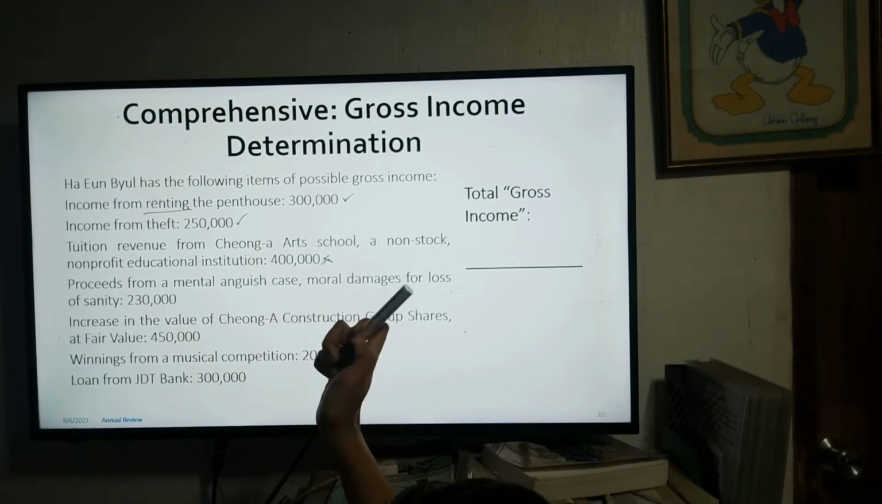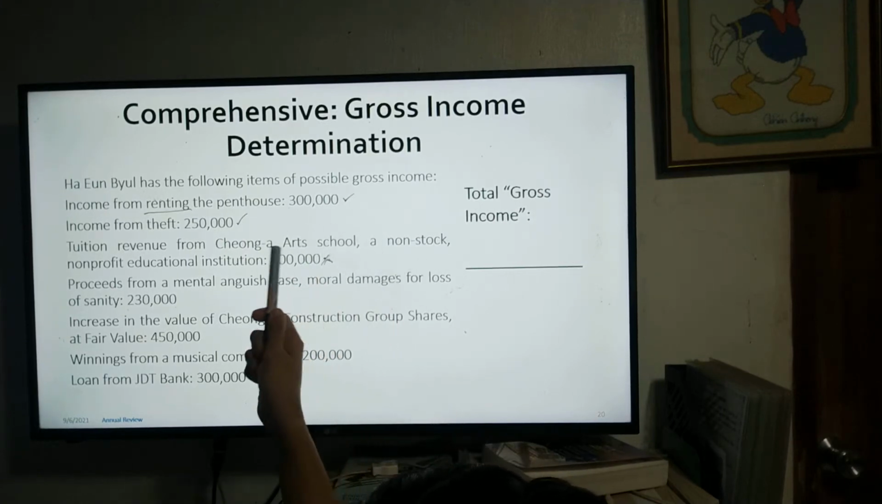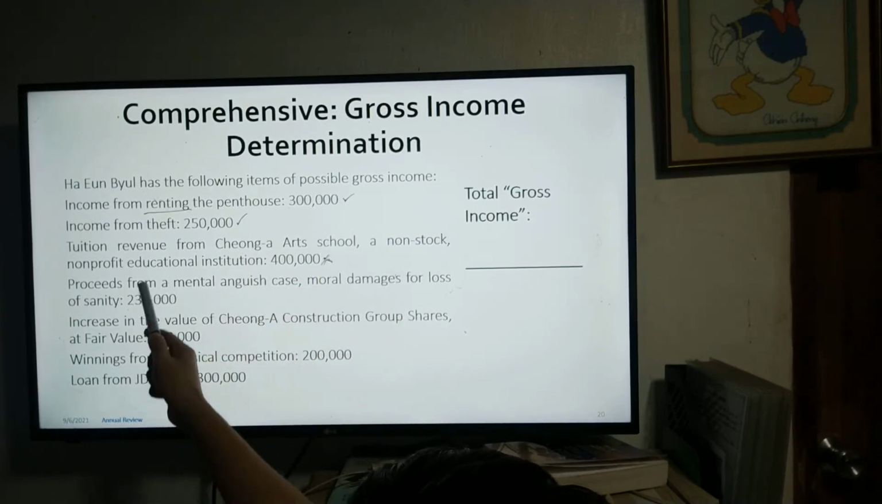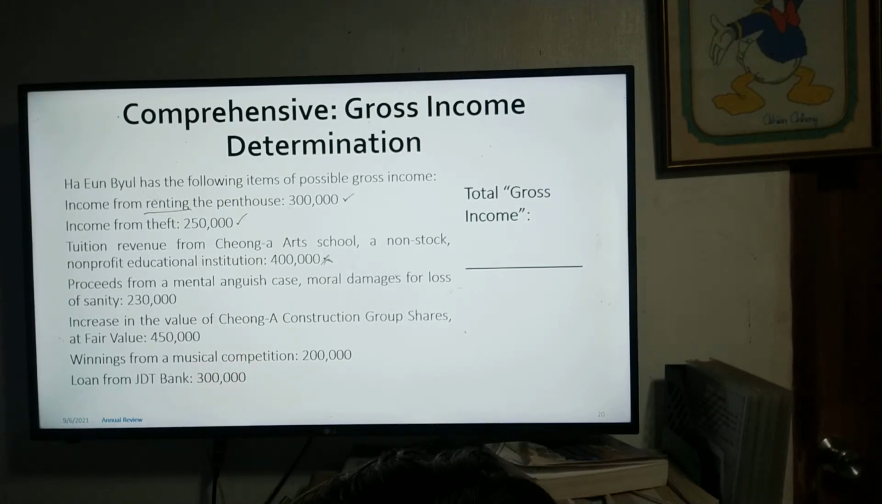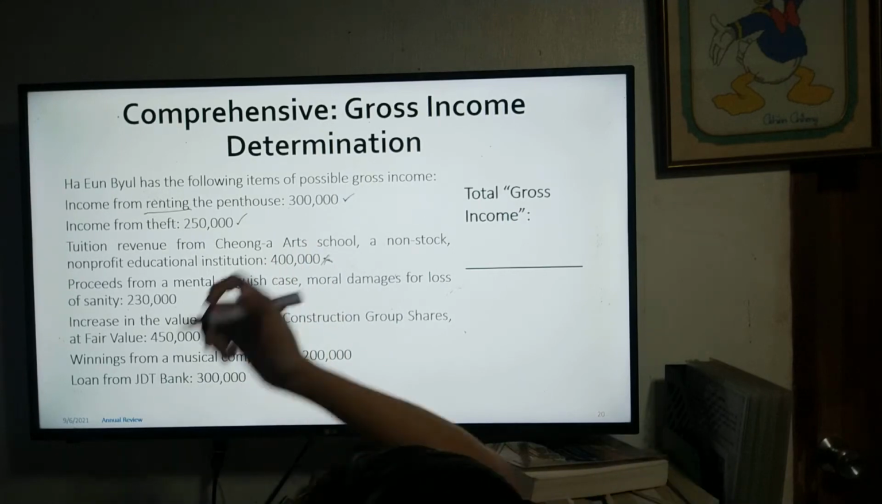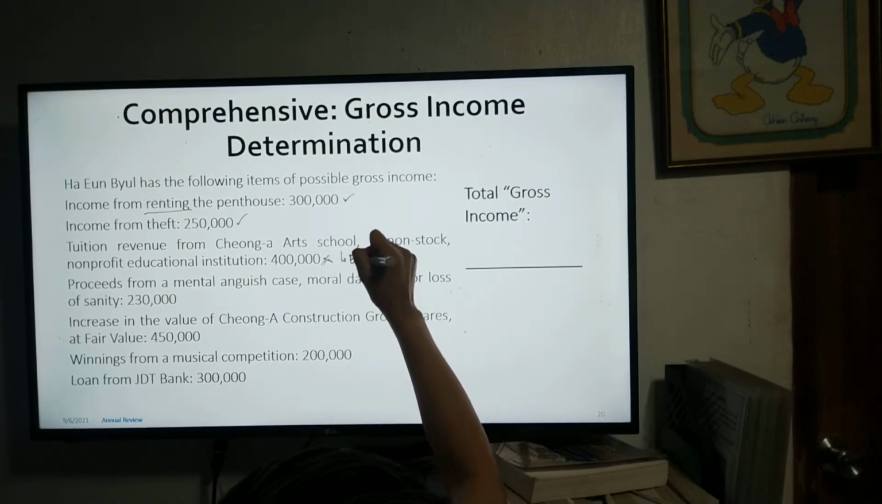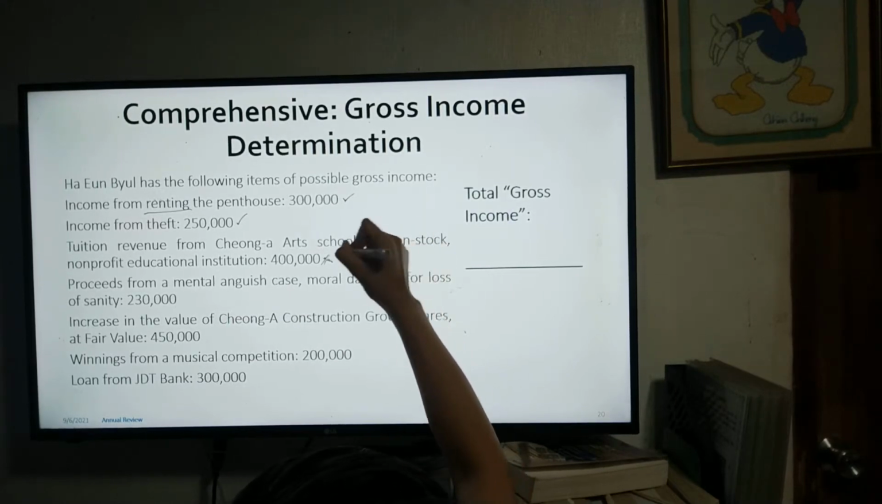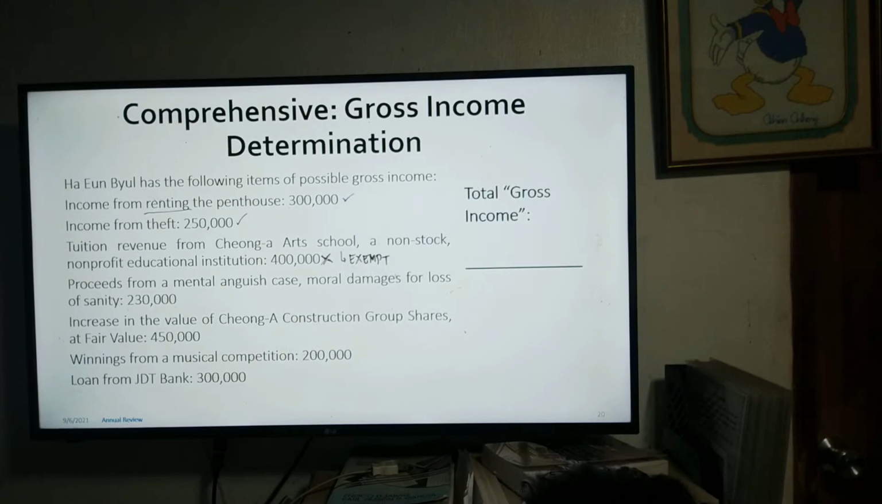Why? Because tuition income or educational income received by a non-stock, non-profit educational institution shall be exempted from income tax. You will remember that. It's in the constitutional mandates. It's an example of a constitutional limitation, and therefore, it is an exemption that was accorded by the Constitution. This means the third test was violated. Violation of the third test. Exempt. Therefore, it should not be included.